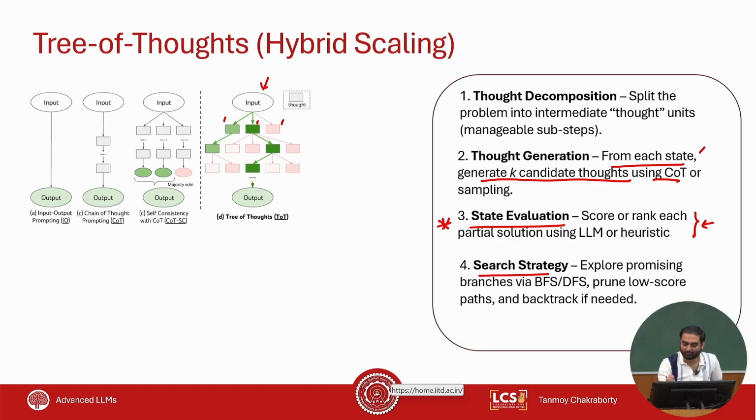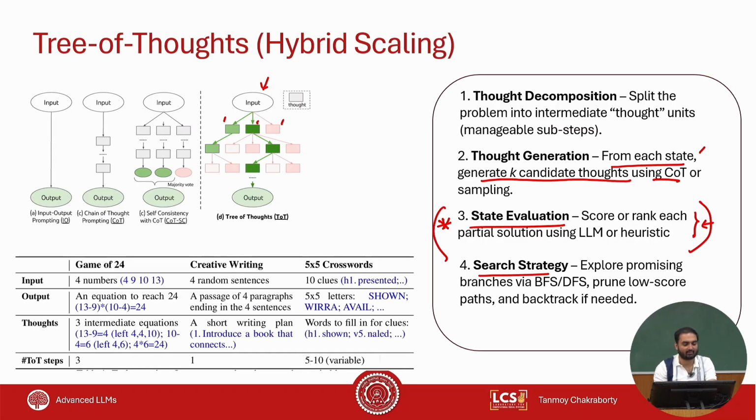Okay. Now the major innovation is here, the state evaluation. You can think of a process reward model. You can think of maybe another powerful model. Now, the kinds of problems that they tried out are also deterministic problems. For example, let's say the game of 24. Do you know this game?